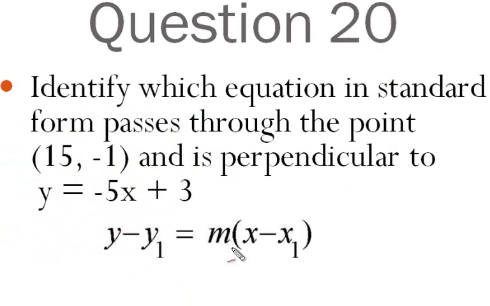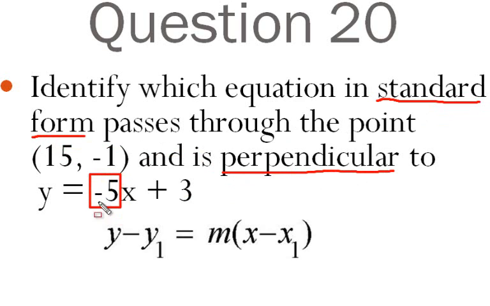Alright, on question 20, it wants us to identify which equation in standard form passes through this point and is perpendicular to this equation. So this one looks pretty easy at first, but it gets tricky because it wants us to find the equation in standard form. Okay, so first we see that we're looking for something that's perpendicular to this equation. So if we look at our slope of this equation, we know we need to take the opposite reciprocal.